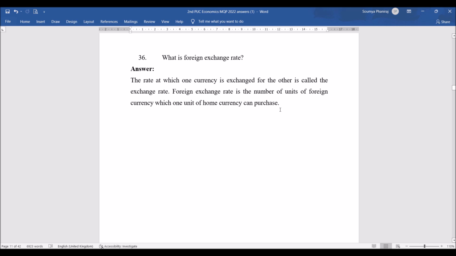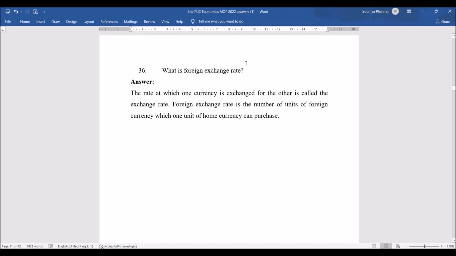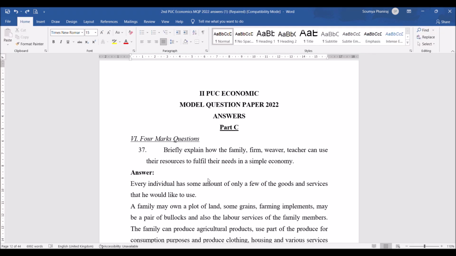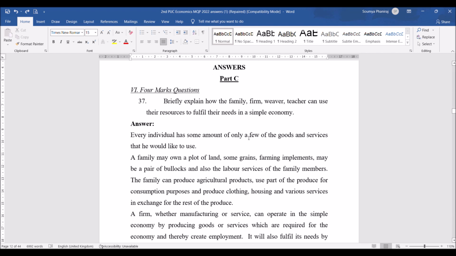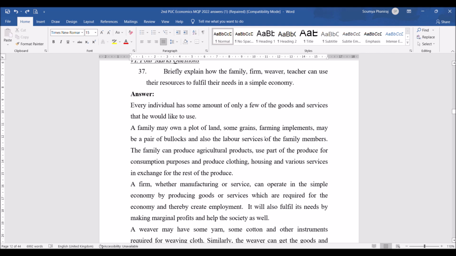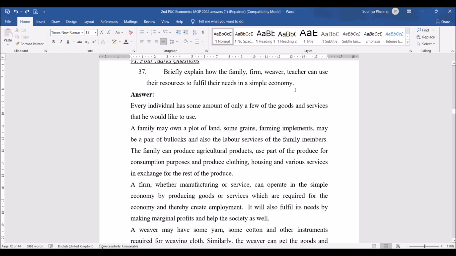So this completes part B. Part C answers. So let us move on to the 37th question. Part C is all about 4-mark questions. The first question is, briefly explain how the family, firm, weaver, teacher can use their resources to fulfill their needs in a simple economy. Any question like this is given to you for 4 marks.